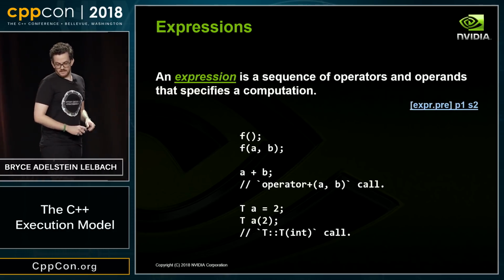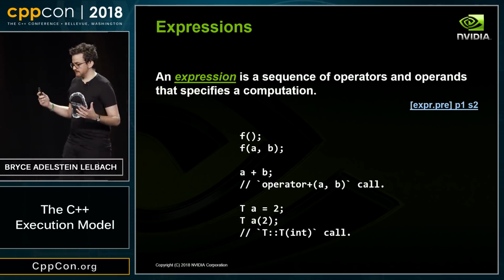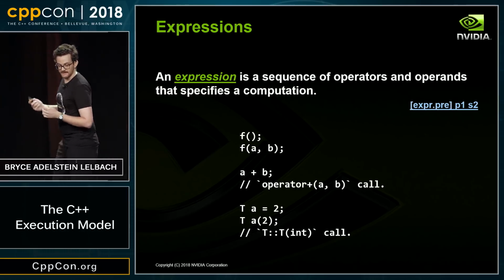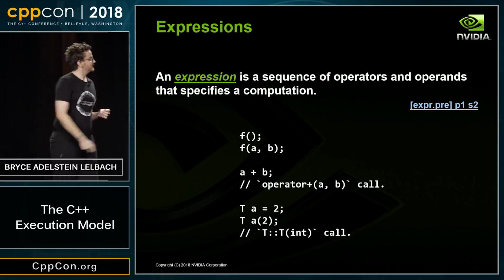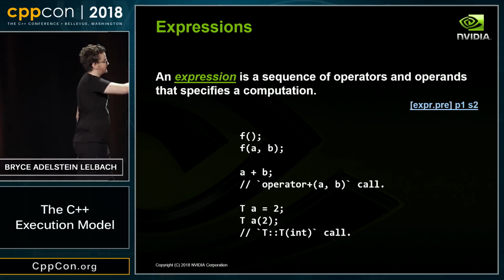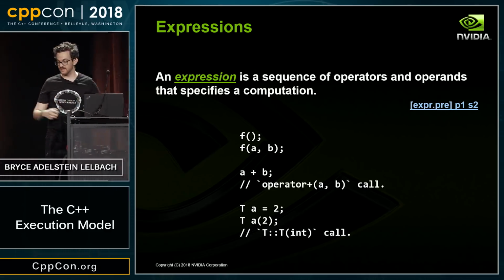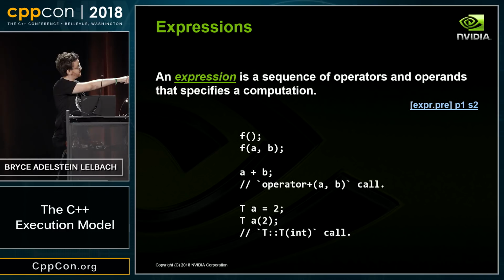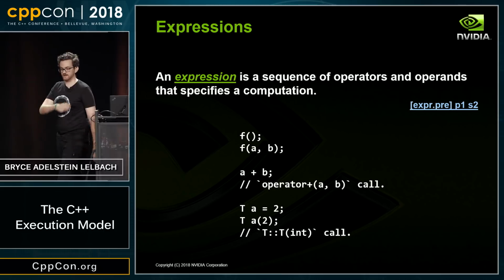As far as the execution model is concerned, expressions are a sequence of operators and operands that specify a computation. So this is an expression that is a function call. It calls function f. The second one here, we've got three expressions. Two of them are sub-expressions, a and b, and then f. This is an expression that implicitly makes a function call to this operator. These declarations contain an expression that calls a constructor here.